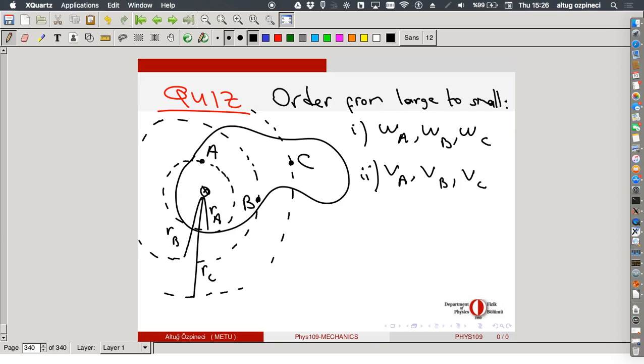I just want you to order the angular velocities of these points and the linear velocities of these points from smaller to larger or larger to smaller. You don't need to write any explanations. Just write the answer, that's enough. This is the axis of rotation. The axis of rotation passes through that point, let's say. It's perpendicular. Let me also show the direction of the angular velocity. This is the rotation axis.